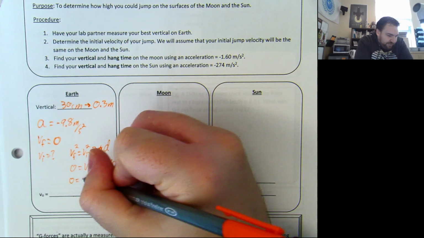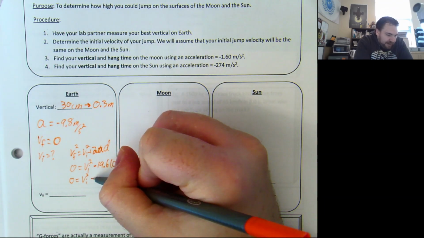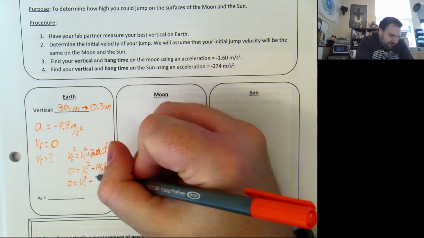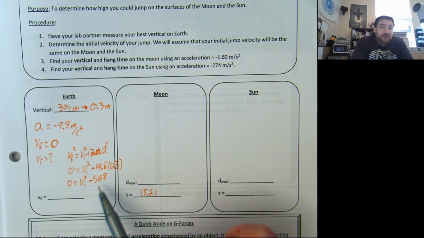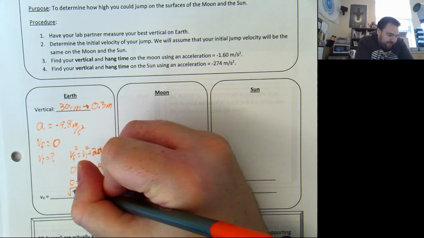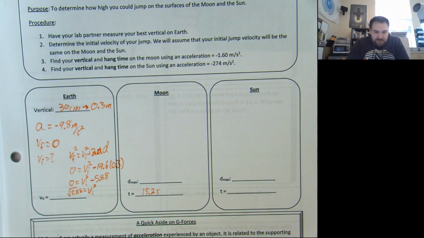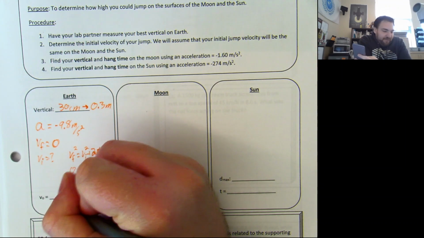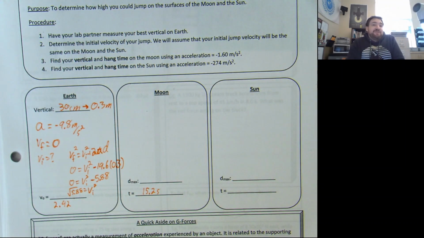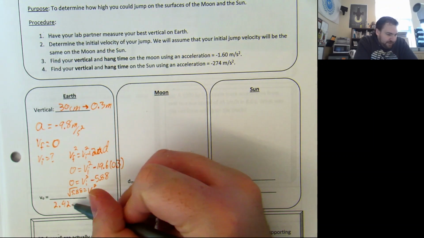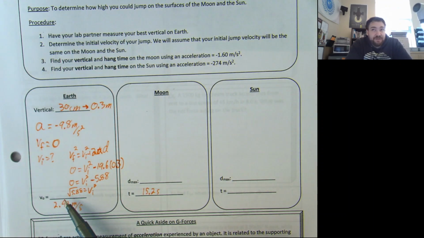So 0 is going to equal VI squared minus, what is 19.6 times 0.3? Times 0.3 is 5.88. So we're going to add this over and then square root. So we're going to have the square root of 5.88 equals VI. So the square root of 5.88 is 2.42, which tells me you didn't convert from centimeters to meters. Meters per second. So this is what your V0 should have been.